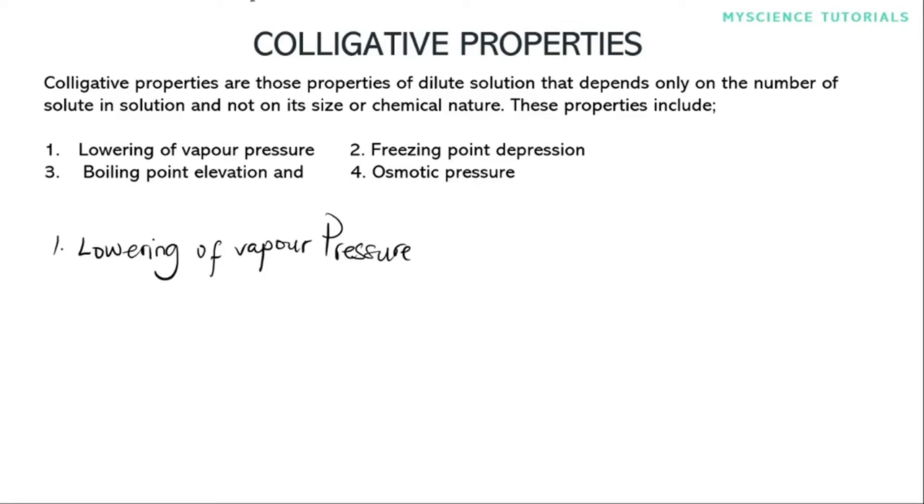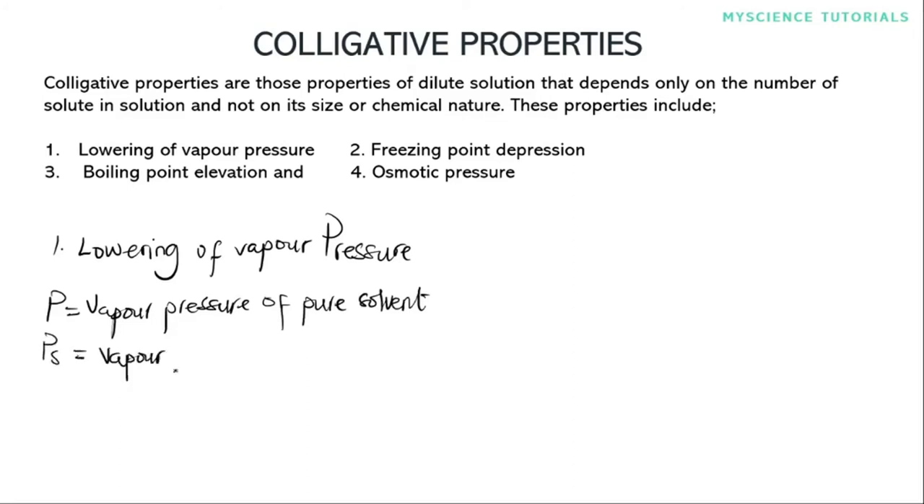Now if we are representing P as the vapor pressure of the pure solvent, and we are using Ps as the vapor pressure of the solution, then we can see the vapor pressure depression or lowering of vapor pressure, which is delta P, will be equal to what? The vapor pressure of the solution will be less than the vapor pressure of the solvent because we are having the vapor pressure being lowered. So we have P minus Ps as the vapor pressure lowering or the vapor pressure depression.